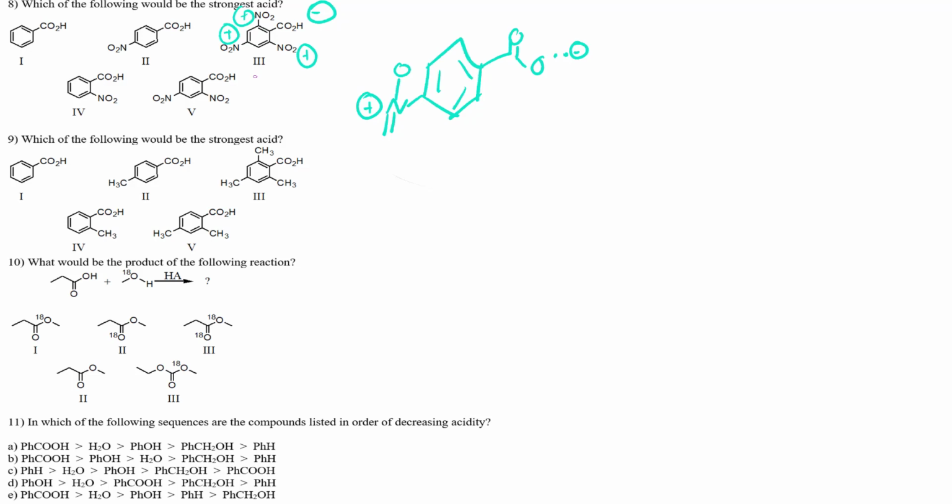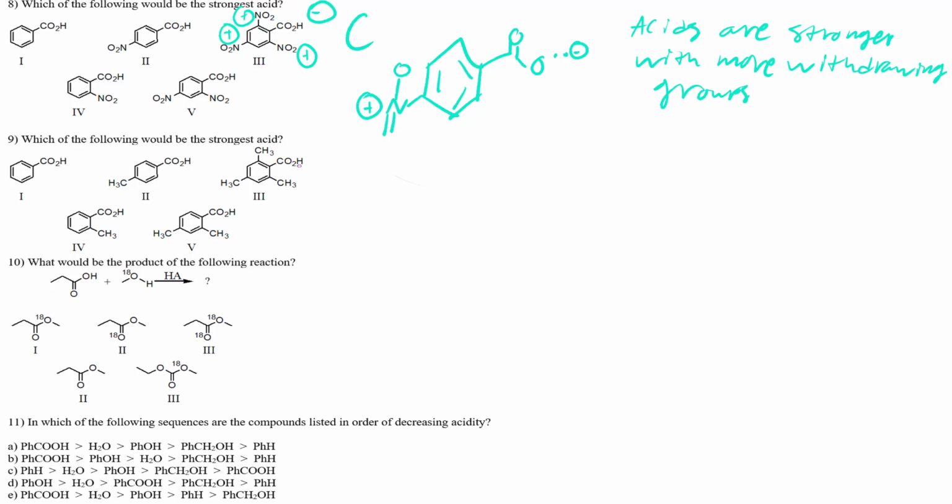So therefore, when dealing with acids, acids are stronger with more withdrawing groups. Okay, so that would be the strongest. Okay, so number 3 would be the correct answer choice, or C.